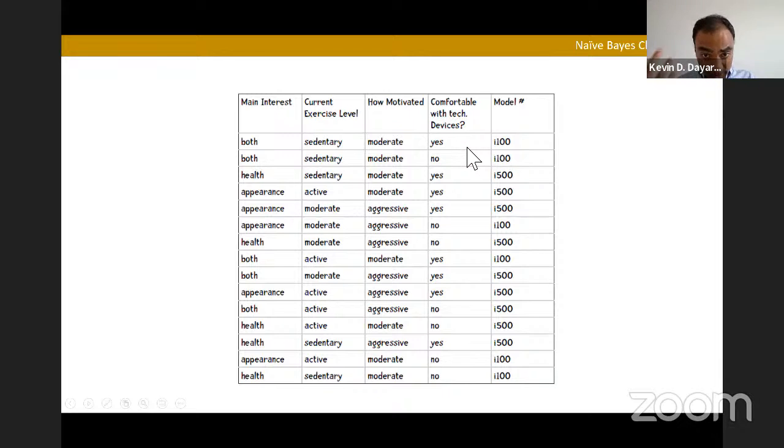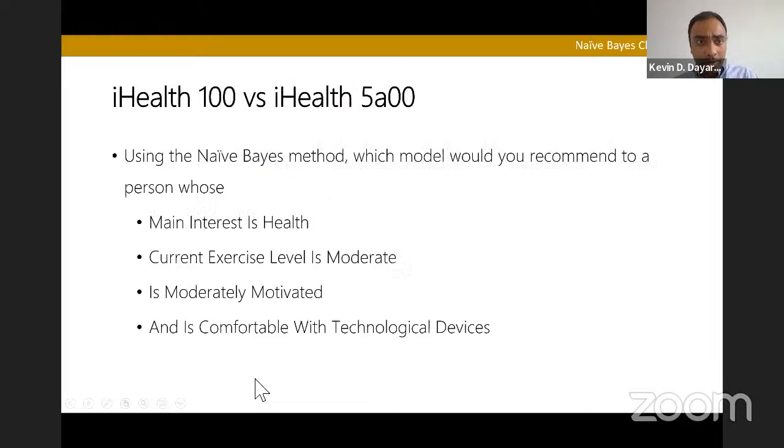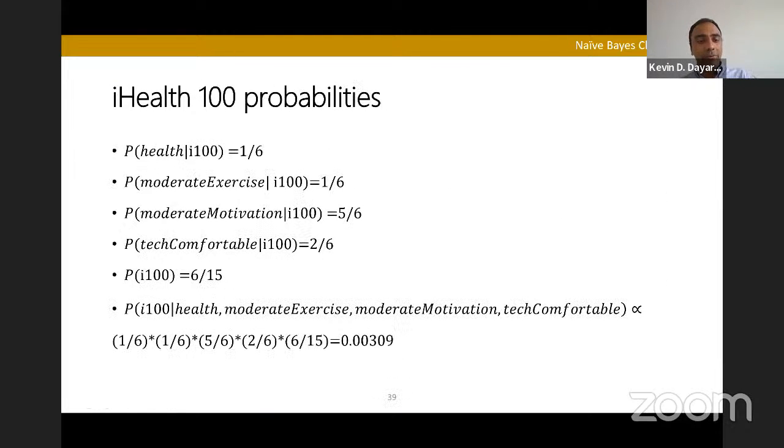This is the alternative way I suggested that you could compute conditional probabilities, and it's easier. There is, boom, just 1. So that probability is 1/6. And you can compute these other probabilities as well. So you multiply them together, and your posterior probability is proportional to 0.00309.